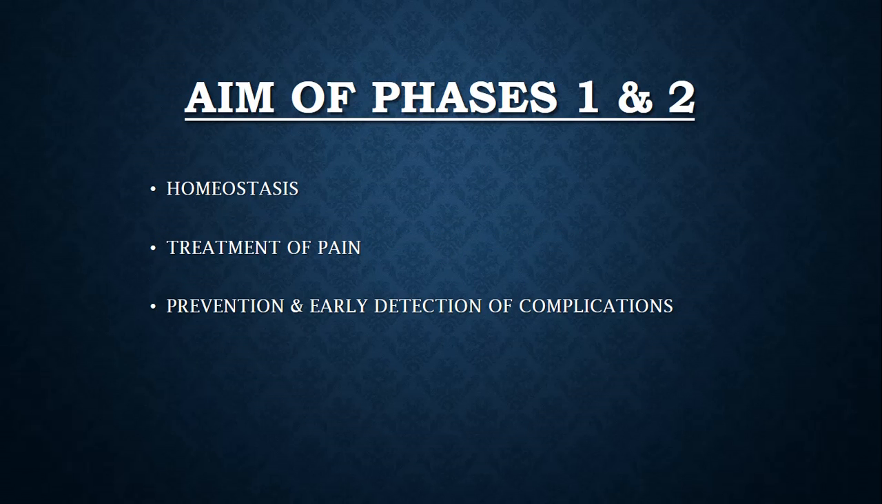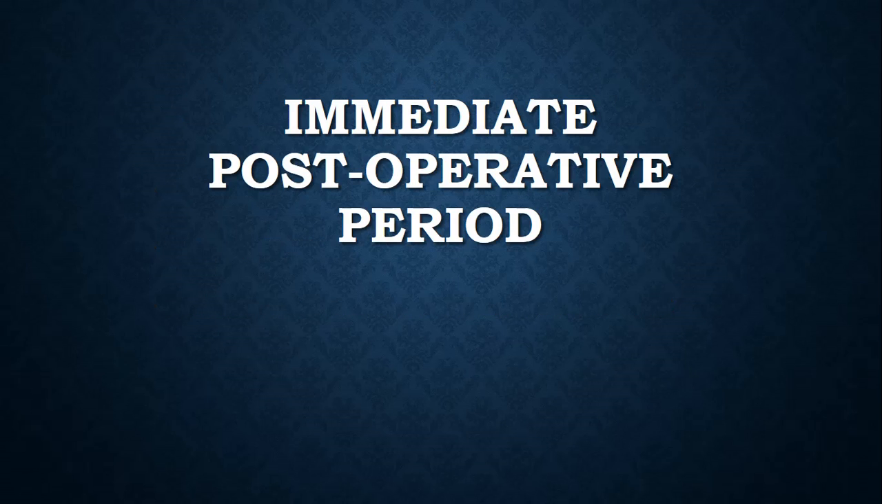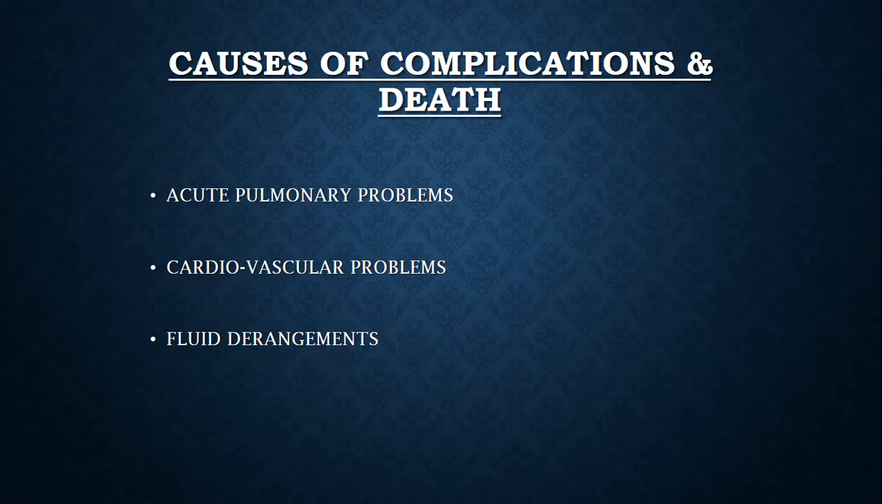What are the aims of phases 1 and 2? The main aims of these phases are maintaining homeostasis, treatment of pain, and prevention, early detection and management of complications. I will talk about the immediate postoperative period. The dreadful complications that lead to morbidity and mortality in the postoperative period are due to acute pulmonary problems, cardiovascular problems, or fluid derangements.